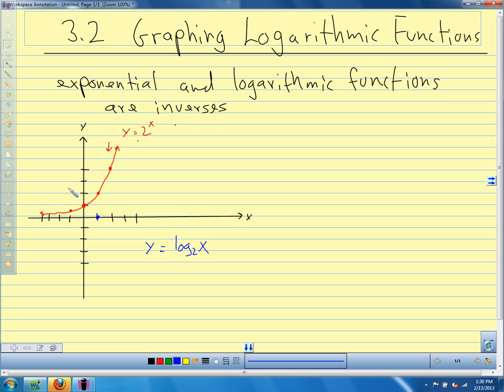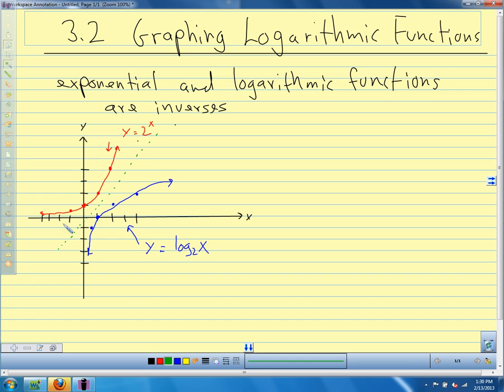When x equals 1/2, my logarithm is going to be negative 1. So I'm just switching this point over here. When x equals 2, the logarithm is going to be 1. And when x equals 4, my logarithm is going to be 2. So my graph is going to look roughly like this. And the line y equals x would be right up the middle here, like so. So they're reflections of each other over the line y equals x.